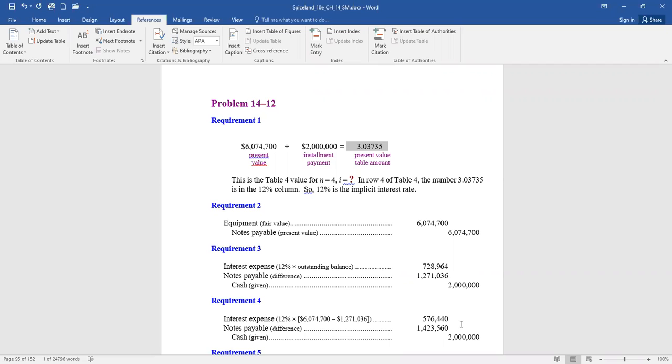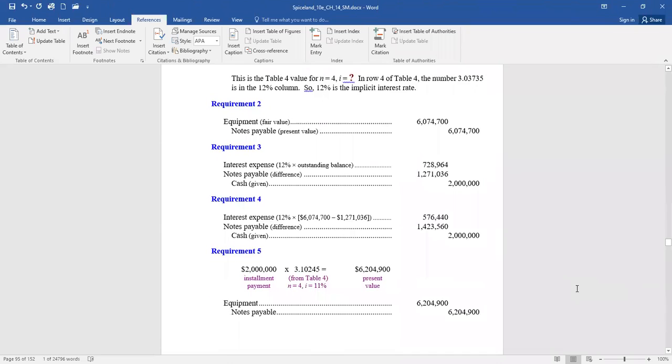Multiply that by the 12% implicit interest rate. It's for 1 year because they're annual payments. So $576,440 of that $2 million payment is considered interest. The difference is what decreases the principal. And you would decrease the principal or that outstanding balance by the $1,423,560, and then use that new outstanding balance to calculate the next year's interest, and determine how much of the $2 million payment would be allocated to the interest and how much would reduce the principal.